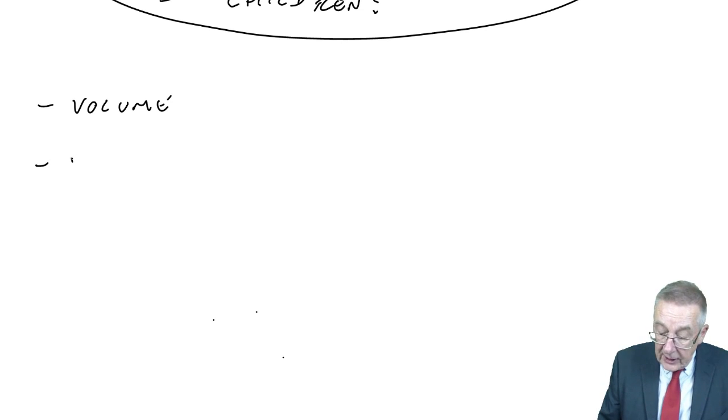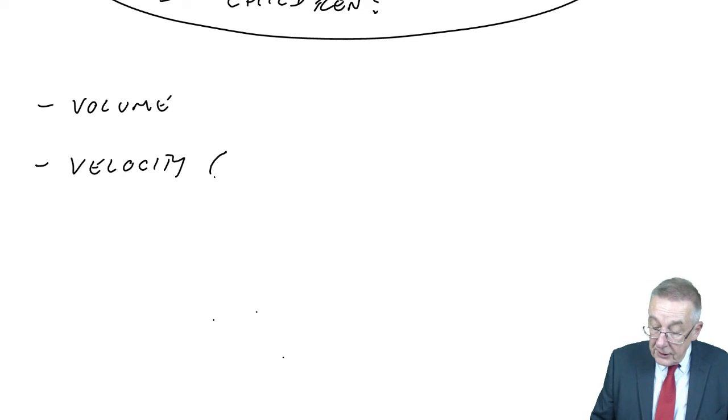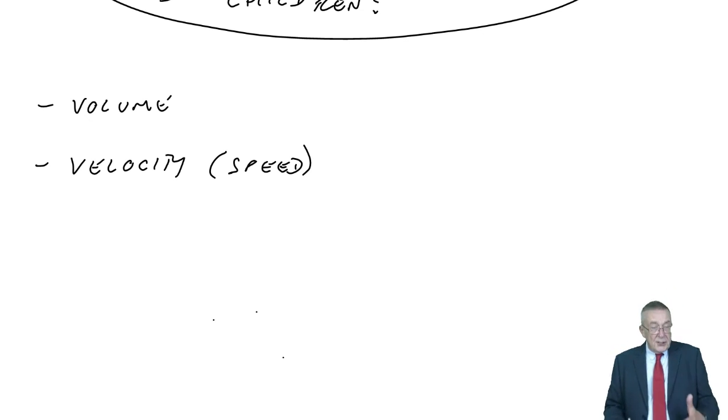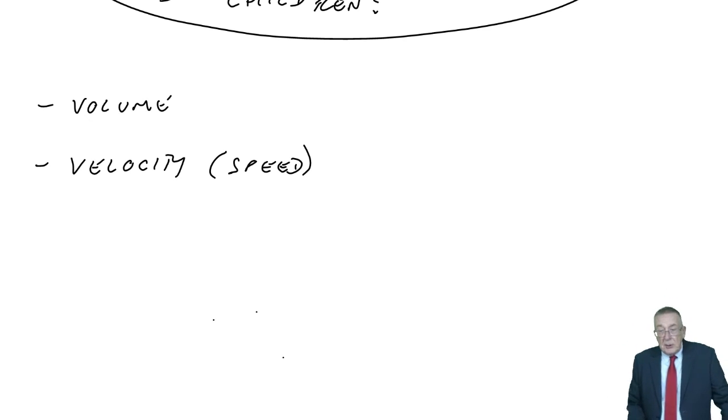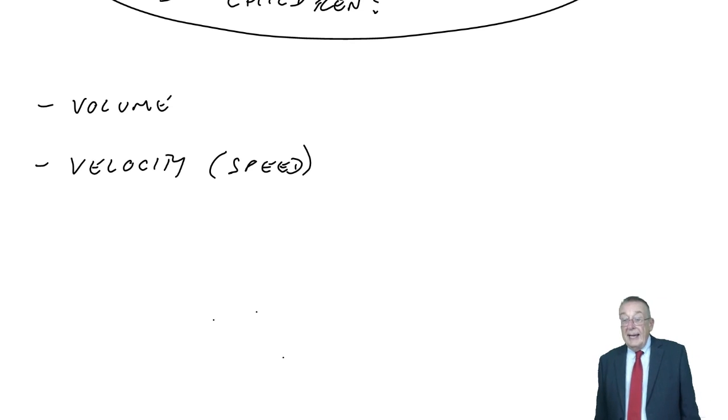The second is velocity. Now, velocity is another word for speed. And of course, thanks to computers, we're able to deal with all this data that they hold quickly. And they need to deal with it quickly. They need to process it instantly. It needs to be fast.